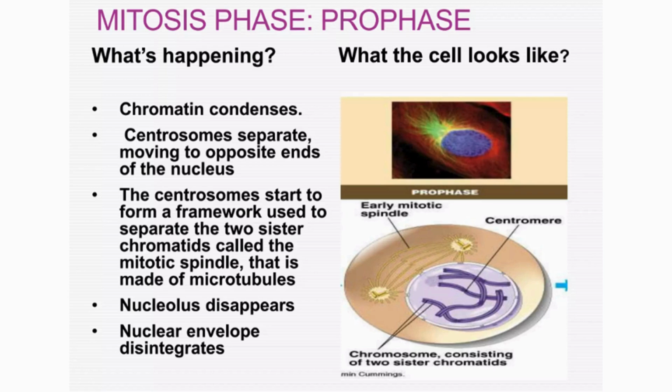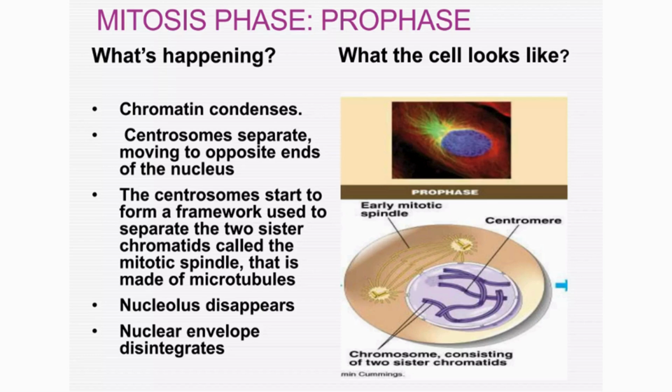Secondly, the centrosomes separate, moving to opposite ends of the nucleus. For example, the movement of the centrosomes occurs and they move toward the opposite sides of the nucleus. The centrosomes start to form a framework used to separate the two sister chromatids, called the mitotic spindle. This is made up of microtubules. Here it shows that the mitotic spindle is made up of microtubules, so it helps the centrosome move toward the sides of the nucleus.